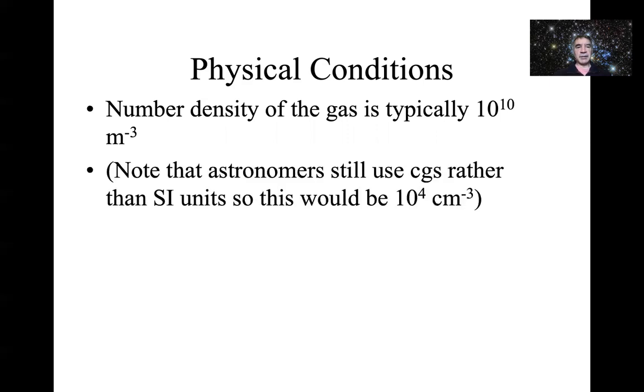Now, just a little caveat here that unfortunately astronomers are still rather wedded to the old CGS, centimeter gram second set of units rather than the SI units that I know we're all supposed to use. So in most textbooks and refereed papers, you would normally see this number density written in per centimeter cubed. So that would correspond to 10^4 particles per centimeter cubed. Remember a centimeter is obviously 100 times smaller than a meter, and if we're talking about a volume, then that's going to be cubed, so that's 10^6 times smaller.